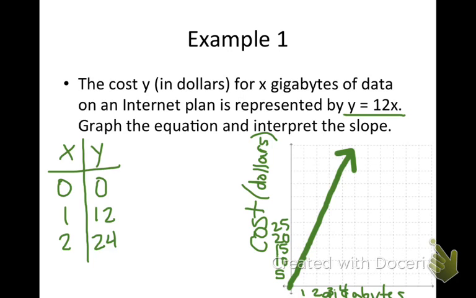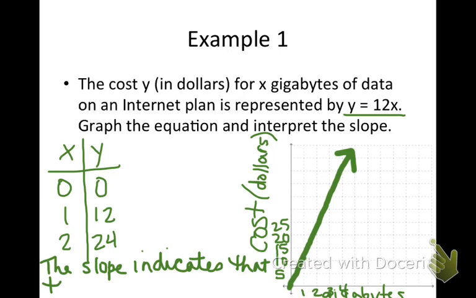We need to interpret the slope. And in this case, from this equation, if the slope is 12, this means the slope indicates that the cost is $12 per gigabyte. And I'll go ahead and abbreviate that. $12 per gigabyte.